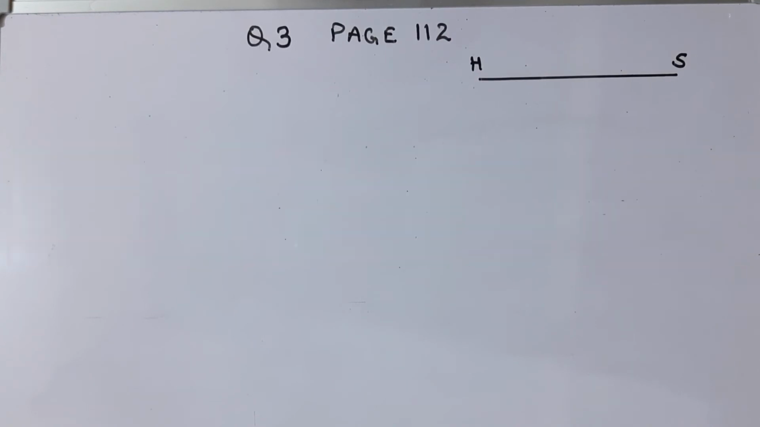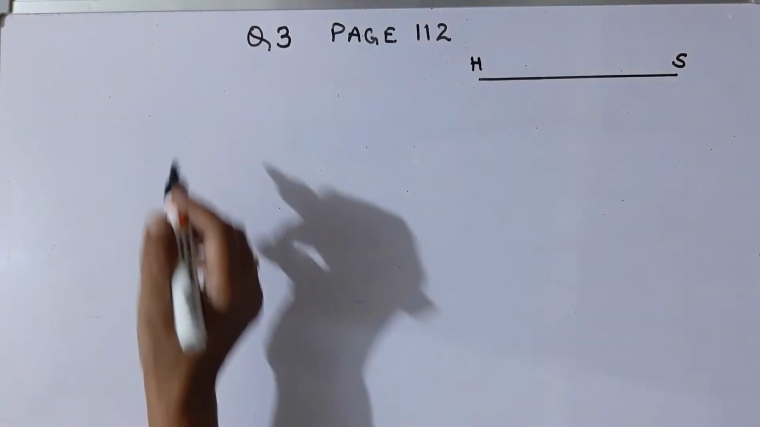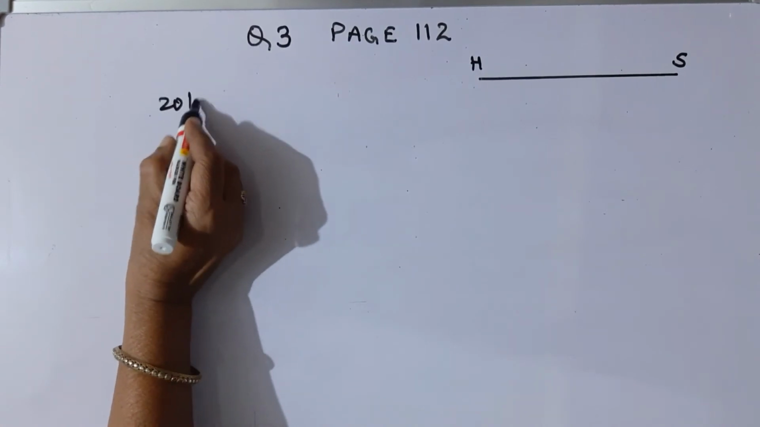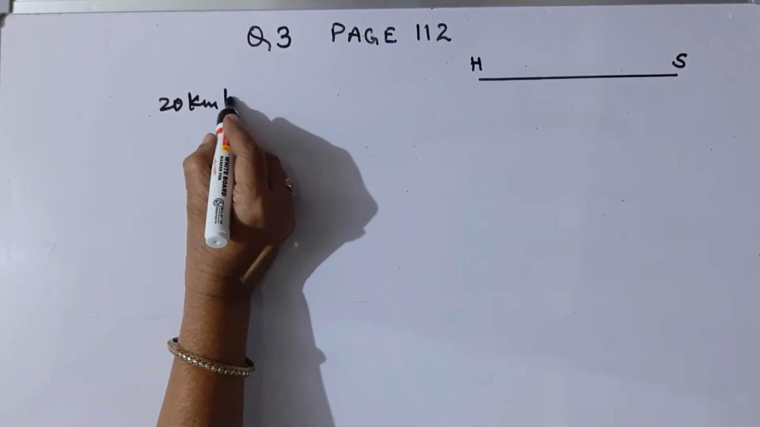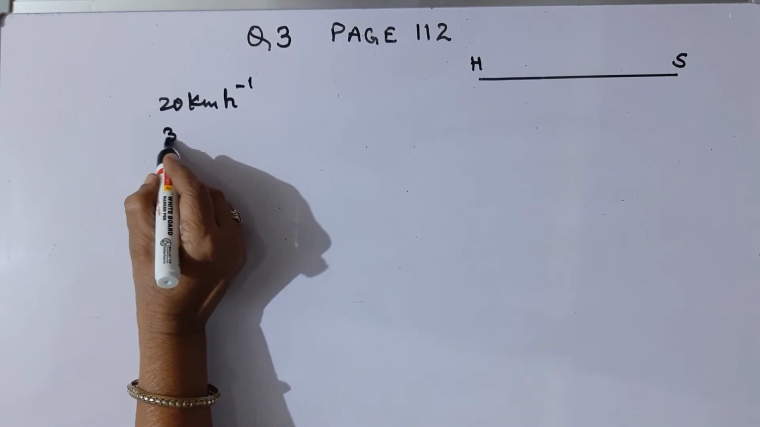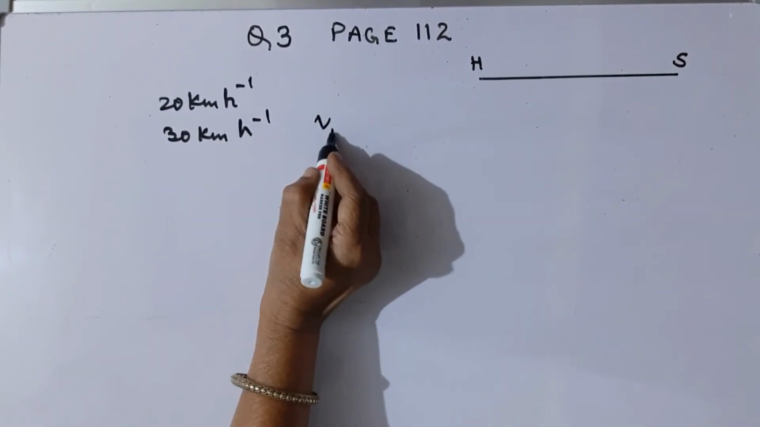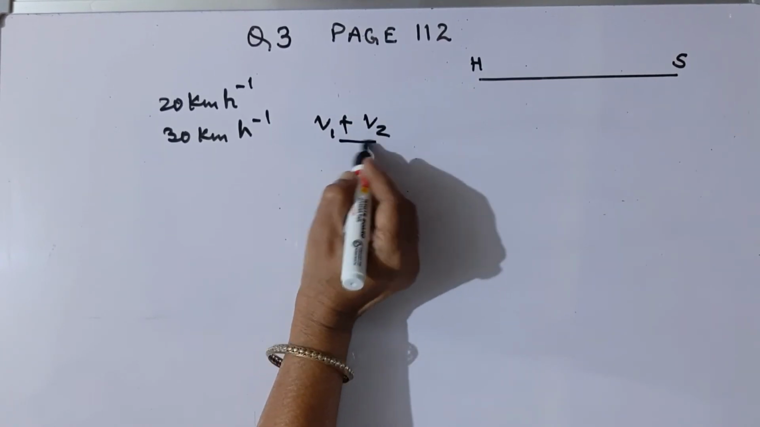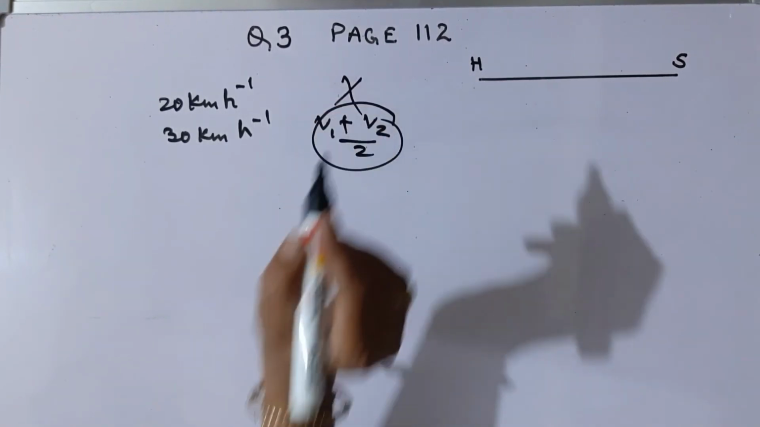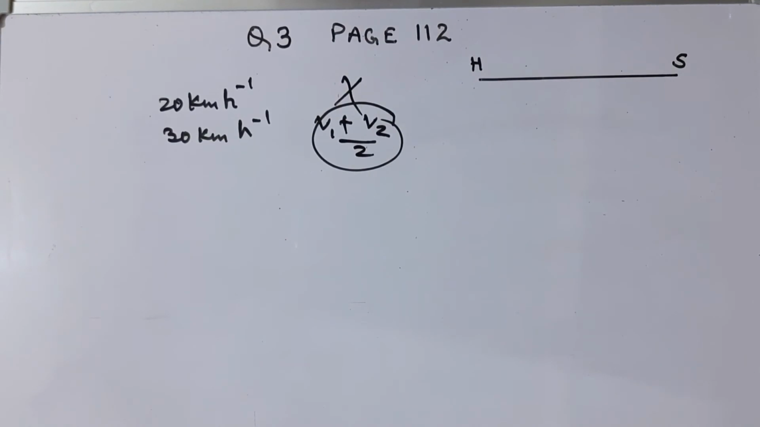There are two speeds given, say 20 kilometers per hour and 30 kilometer per hour. But we will not calculate it as V1 plus V2 upon 2. No, this will be wrong, because the formula for the average speed is to find the total distance and then divide it by total time taken to complete the journey.